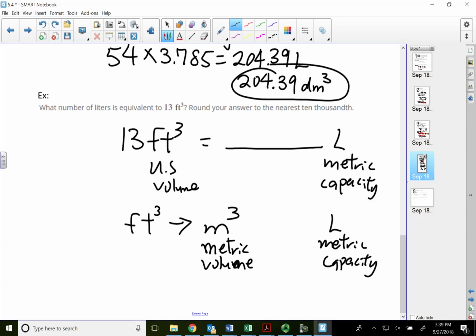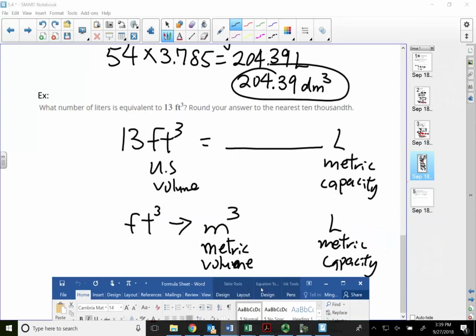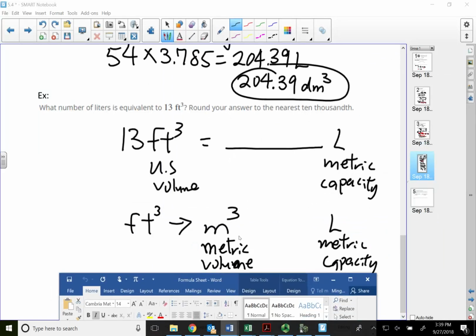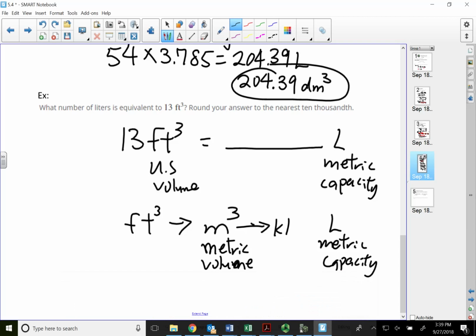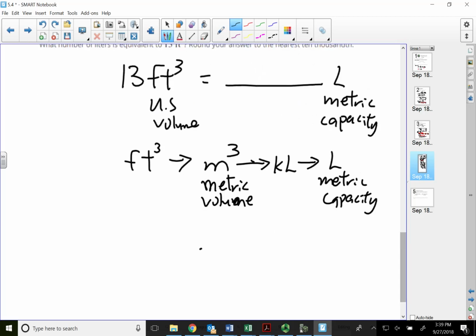So on the formula sheet, do I have anything between liter and cubic meters? Oh, I've got kiloliter to cubic meter. So that means my cubic meter needs to go to kiloliter first, then I can convert to liter next. Okay, so it gets easier once you actually think about it.